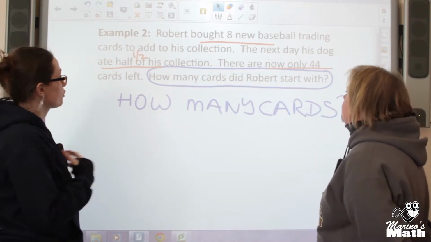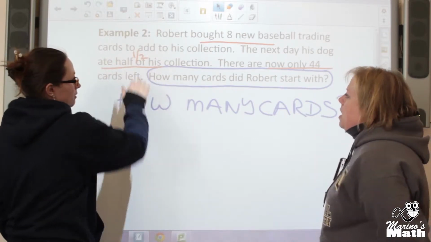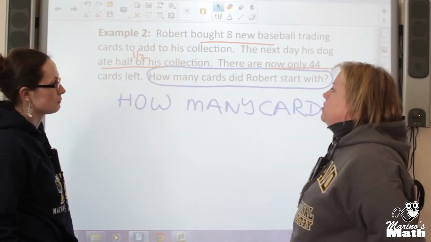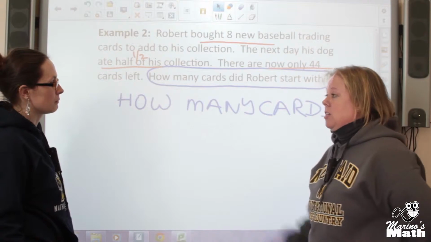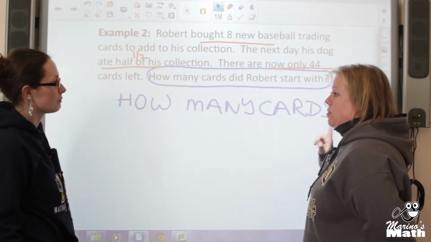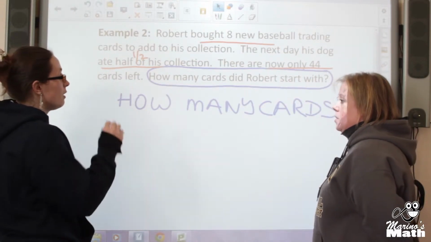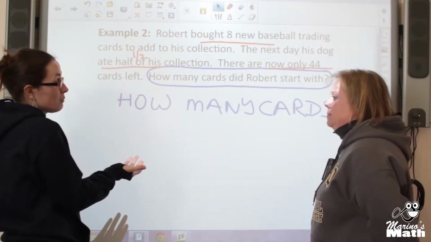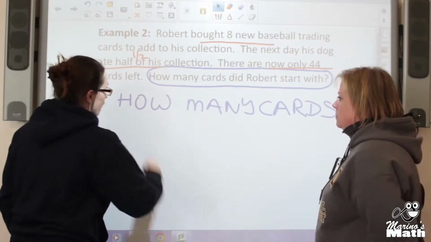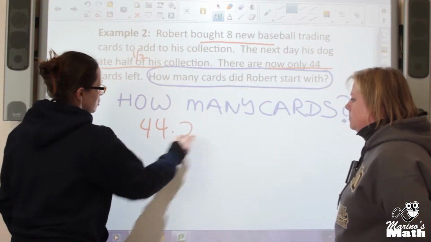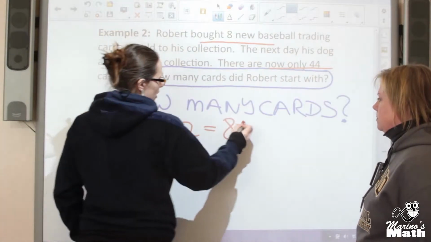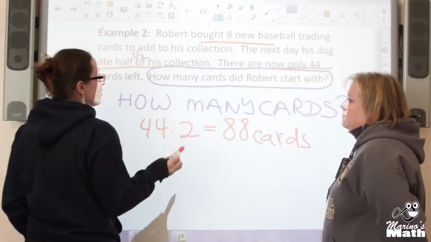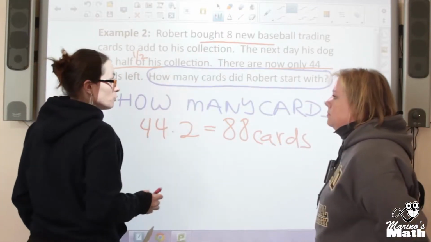So I would first focus on this half. We know that there are 44 left, and that is half of it. So how can we change that fraction into a number that we can multiply to 44? We can just think about the other way. Well, if we took half, that means beforehand he had double, or 2 times as many. So if we have 44 times 2, we end up with 88 cards. And this was after he bought his 8 new cards.